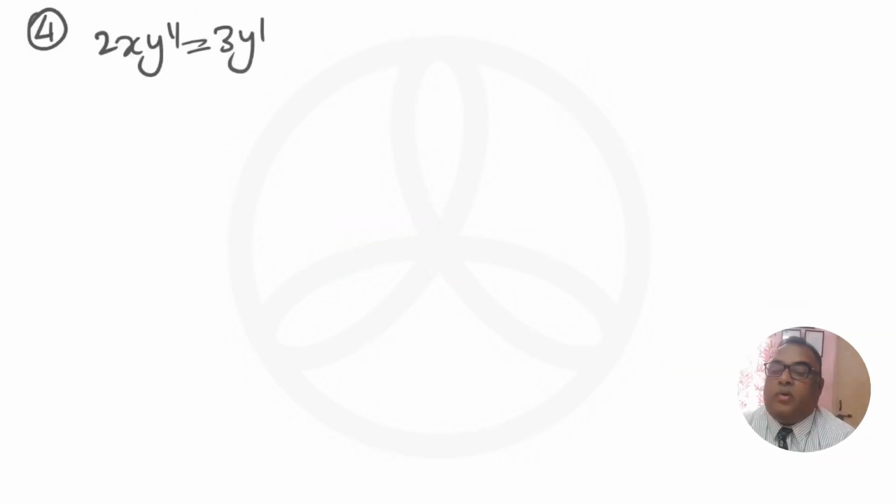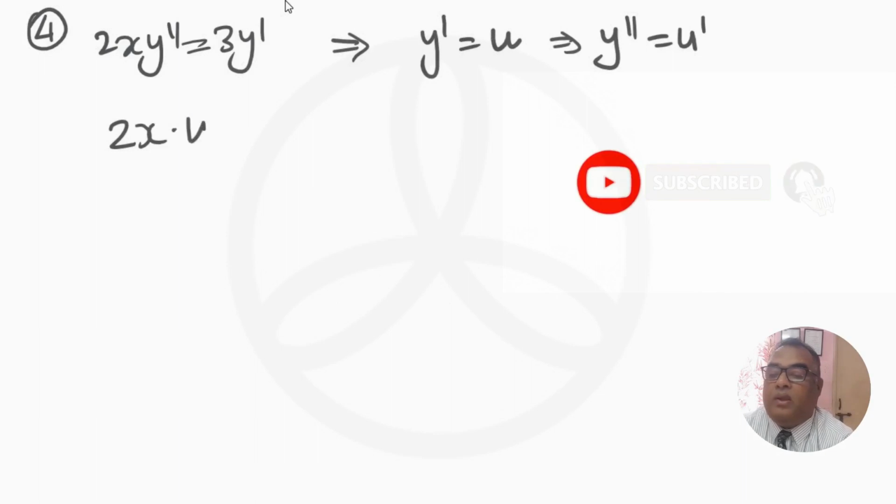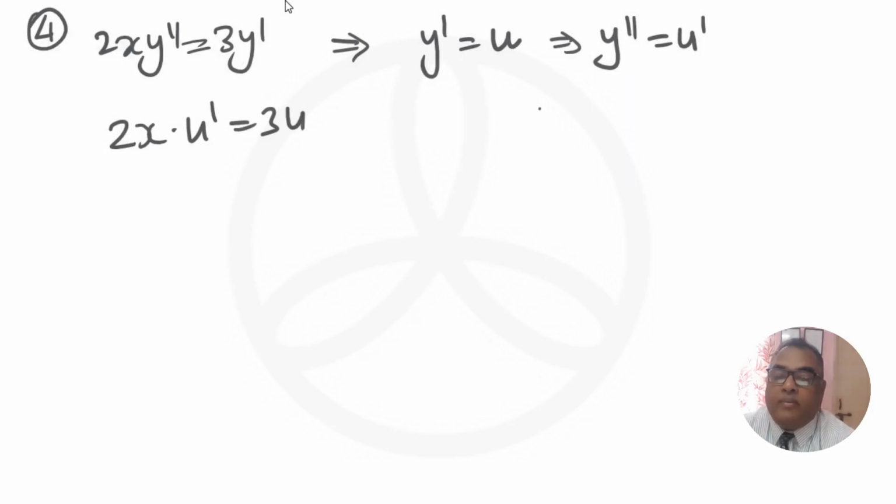So we have come to question number 4. Question number 4 is appearing on your screen. This is also kind of not very difficult. Let us assume y prime is equal to u, and we will have 2x, y double prime is u prime, and 3u. We will separate the variable here, or I will choose to write u prime as du/dx. So we have 2x du/dx here, plus we have 3u.